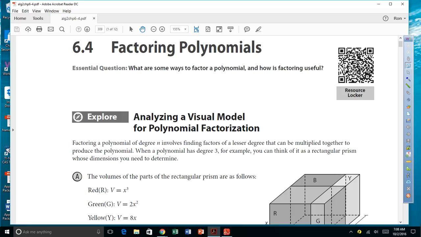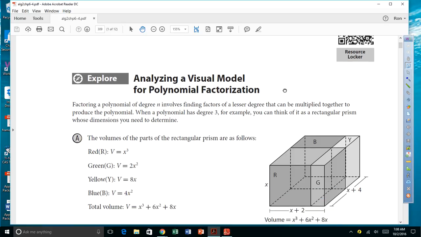Factoring useful. There are several ways to factor a polynomial. One of the ones that I like the best is grouping. Grouping helps you, especially when you're having a hard time figuring out the combination.